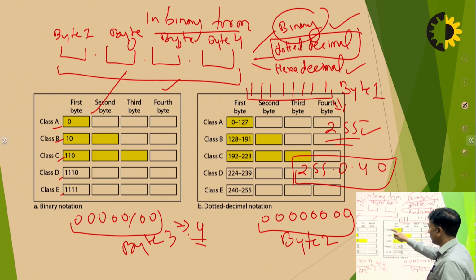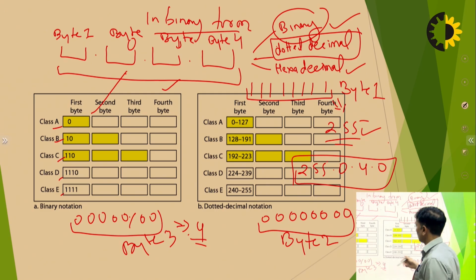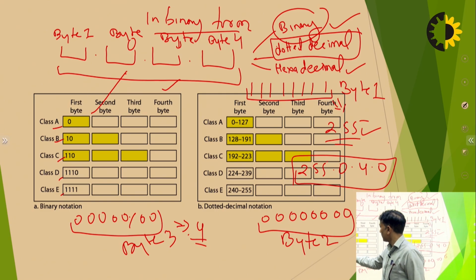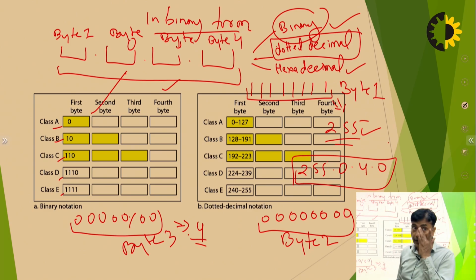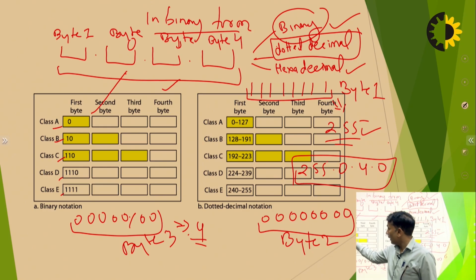Okay. Now we come to the address. What is the meaning of all these addresses? Class A, class B, class C, class D, class E. So class A always, if we are talking about the binary representation, suppose a 32-bit number represented in binary, always starts with 0.